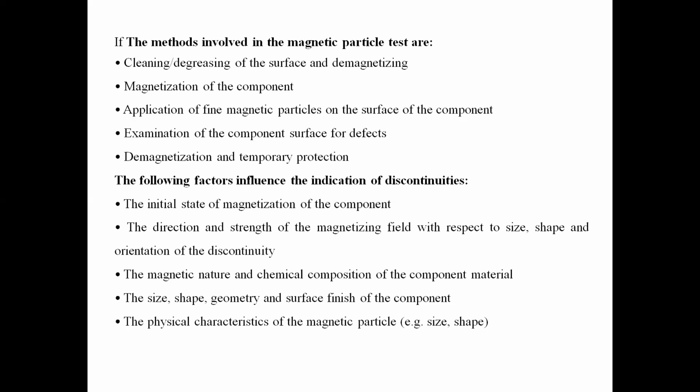What is the fourth step? Examination. We have to identify the indications of the discontinuities, where the particles spilled on the surface move towards the area where a crack or discontinuity is present. By observing the accumulation of particles, we can identify the discontinuities. What is the fifth step? The last step is demagnetization. If some magnetization still exists in the component, we have to remove it by applying the demagnetization procedure.